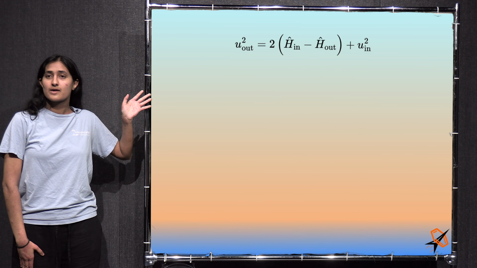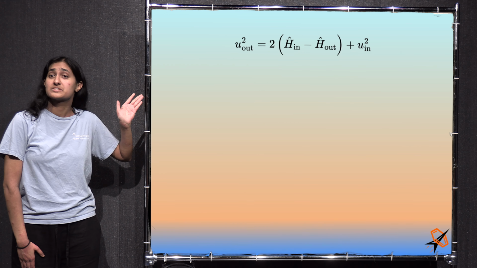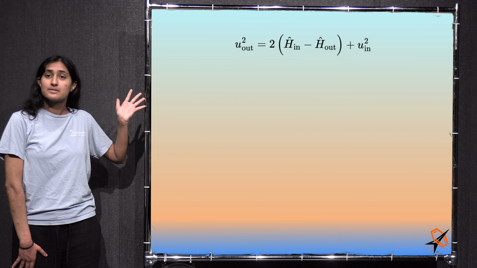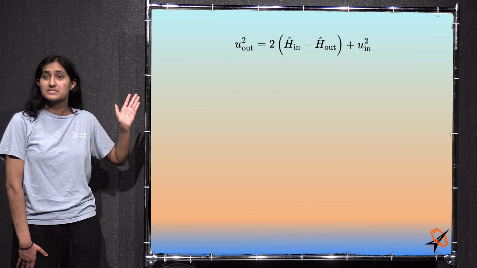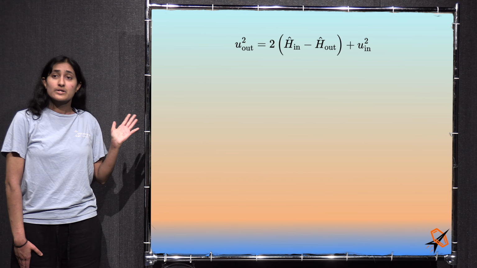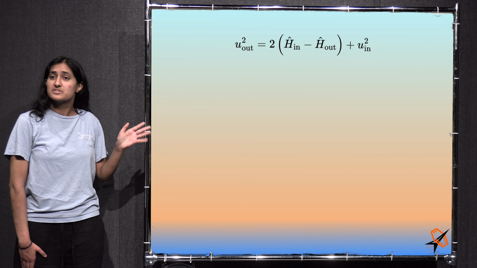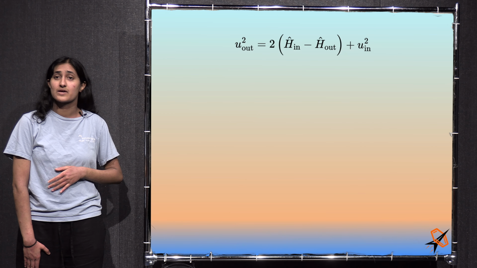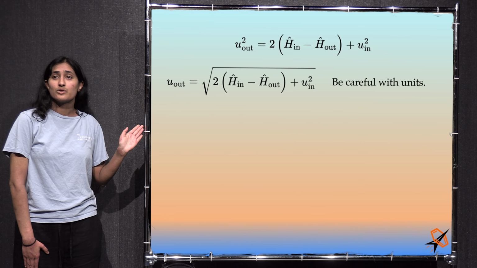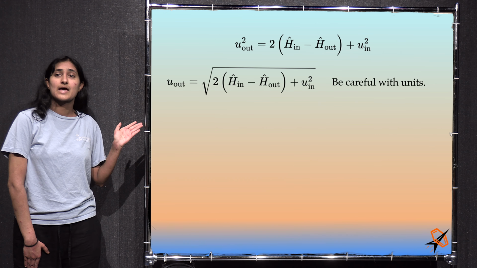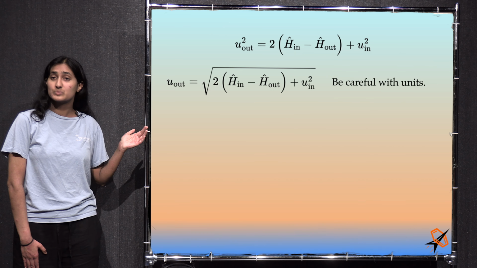We can then solve the first law for the velocity squared out, and that's equal to 2 times the change in enthalpy. Notice that's in minus out, not out minus in, plus the initial velocity squared. It's quite a frequent approximation to consider the velocity in to be 0, or close to it, which may explain the efficiency definition. Solving for the actual outlet velocity, we get the square root of 2 times h hat in minus h hat out, plus u squared in.